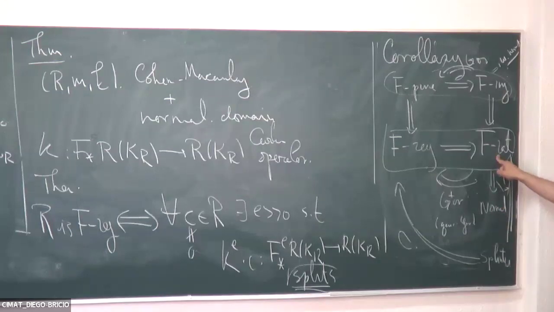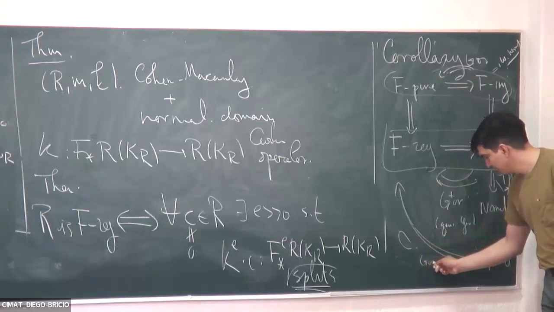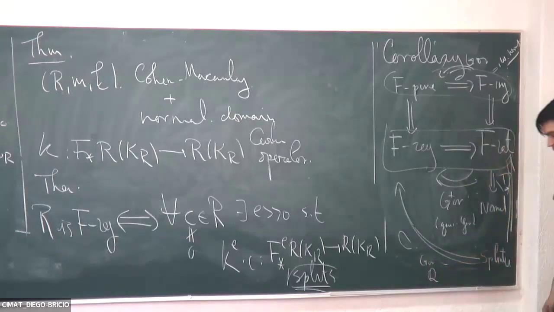Splinters are F-pure, but expected to be F-regular. You would see that this conjecture is true in the Gorenstein case, even in the Q-Gorenstein case. But something crazy is that F-purity doesn't imply F-regularity in the Q-Gorenstein case.